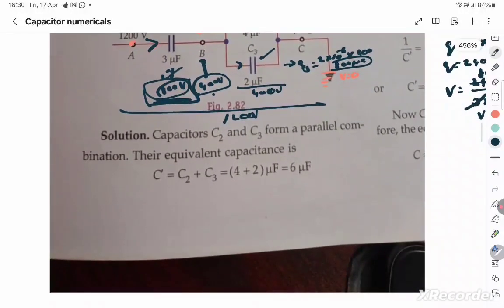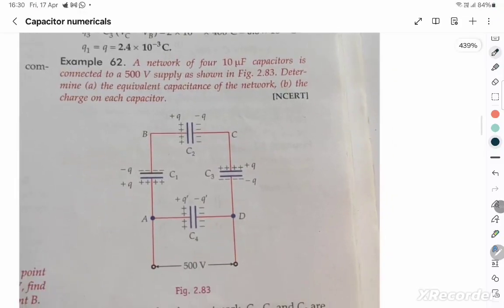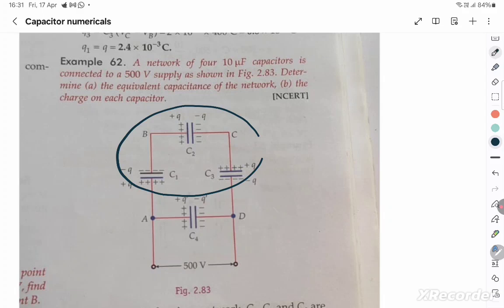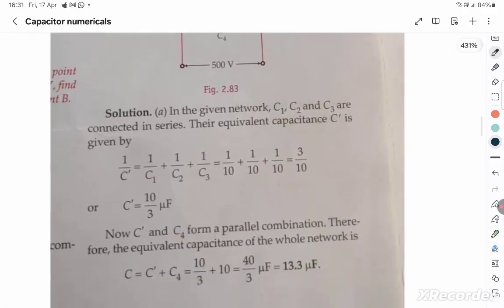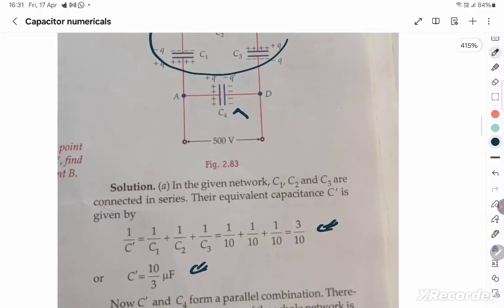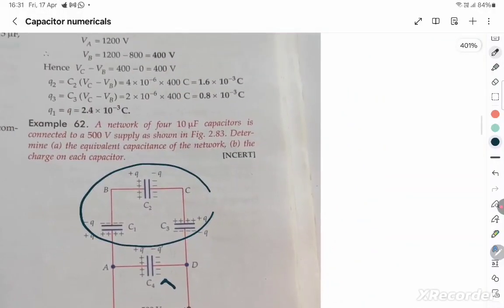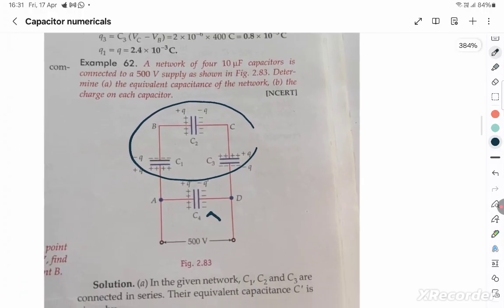And let's go to the next question, which is the 62nd question. A network of 4 capacitors, each of 10 microfarad, is connected to a 500 volt battery. Determine the equivalent capacitance of the network. You know that these three are definitely in series. So if you know the values of the capacitance, each of 10 microfarad, in series, you can just do this and reciprocate, 10 by 3 microfarad, and that's going to be in parallel with this. So plus 10, which gives you this C equivalent. Determine the equivalent capacitance and find the charge on each capacitor.